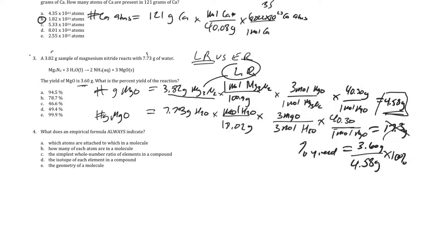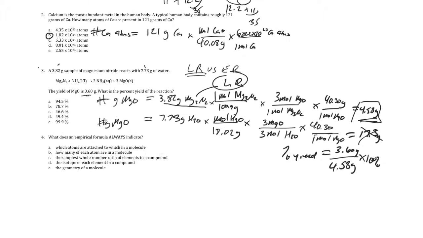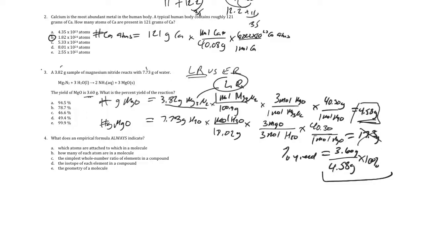I don't see that choice available. Let me double check my arithmetic. 24.3 times 3 plus 14.02 times 2. So that was right. 3.82 divided by 100.9 times 3 times 40.3. So 4.58. So that's still right. 3.6 divided by 4.58 again, 78.6. I guess I just calculated it wrong the first time when I did this step. But anyways, that does work out to be answer B.